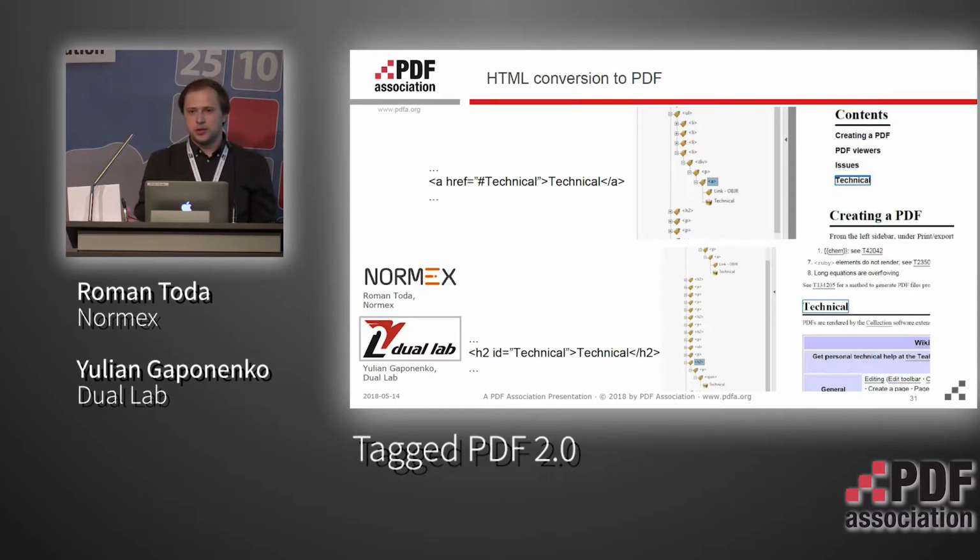A bit more practical example again about structured destinations is that in HTML to PDF conversion, there is such a thing as links between elements. Previously, when HTMLs were converted to PDFs, this information was lost and there was no reliable way to restore it. And as Roman explained, this is improved in 2.0.